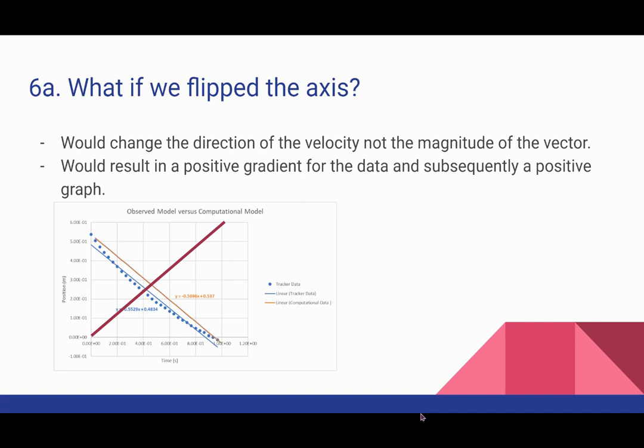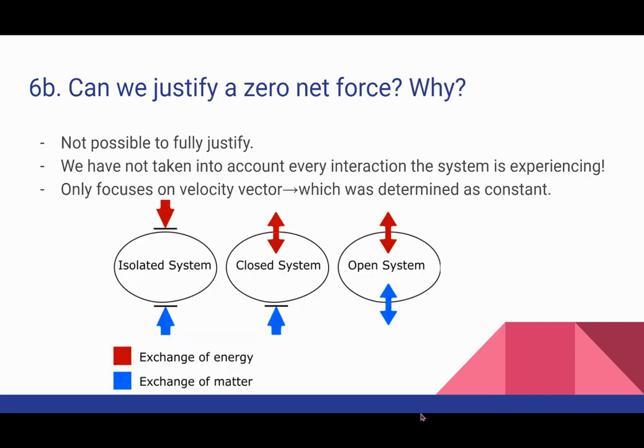This is because the same distance would be traveled over the same amount of time, while the displacement, which is a vector quantity, would indicate a positive motion. This also means that the gradients of the line would be positive in an upward slope, as indicated by the red line. Finally, is it possible to justify that the net force is 0?